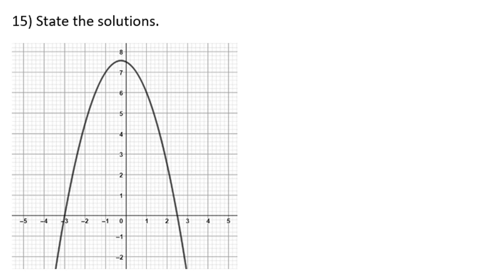Okay, this problem says state the solutions. So as we've been going through this entire study guide, the majority of the problems that we have been doing have been solving quadratics. And what you always end up finding when you're solving these quadratics, doesn't matter what method you use, you're always finding x-intercepts. When it says state the solutions and they're showing you a graph, they're asking for what are the x-intercepts? That's what they want to know.